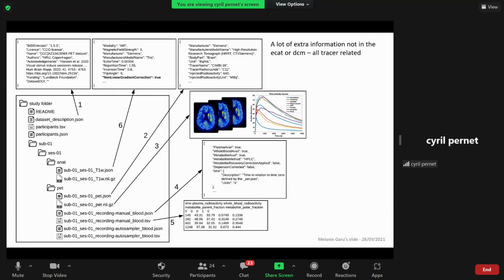Similar to what Ang was saying with ASL, there's some stuff which is simply not there, and that we need to provide. But you can see that the organization is similar. We've got sessions, and then subject, the anatomy, the PET, and then again a JSON file, a NIfTI file, and possibly some other metadata.